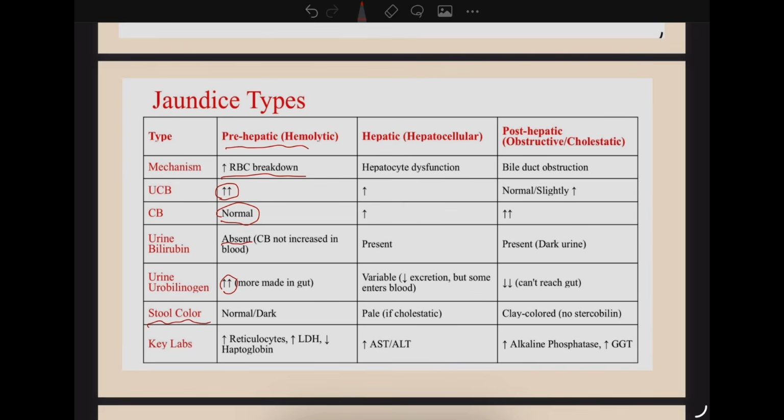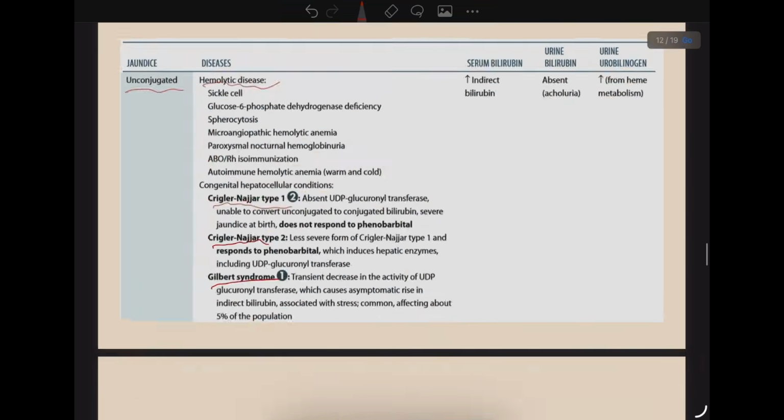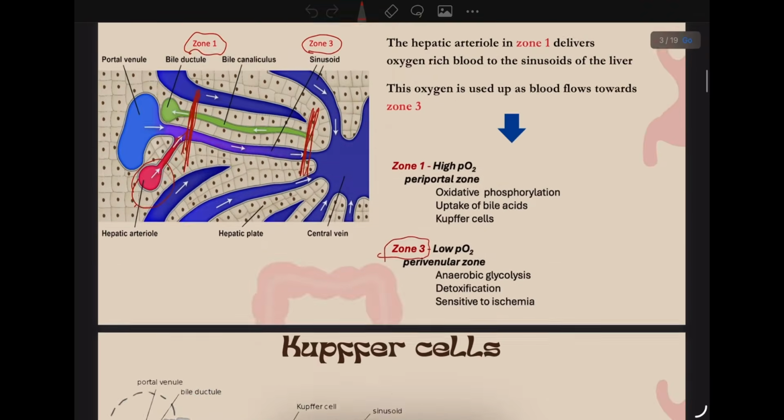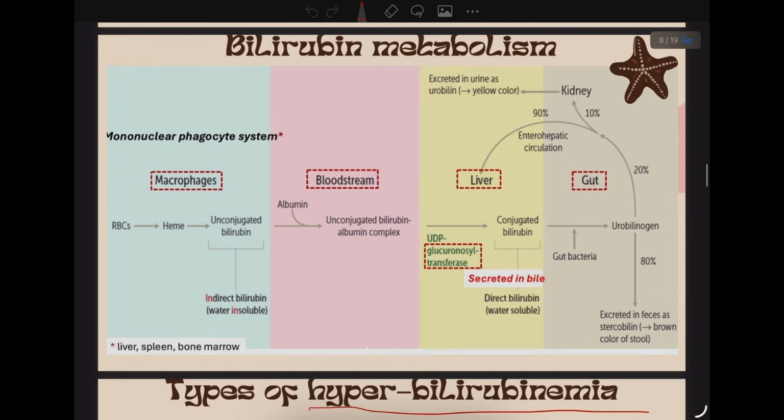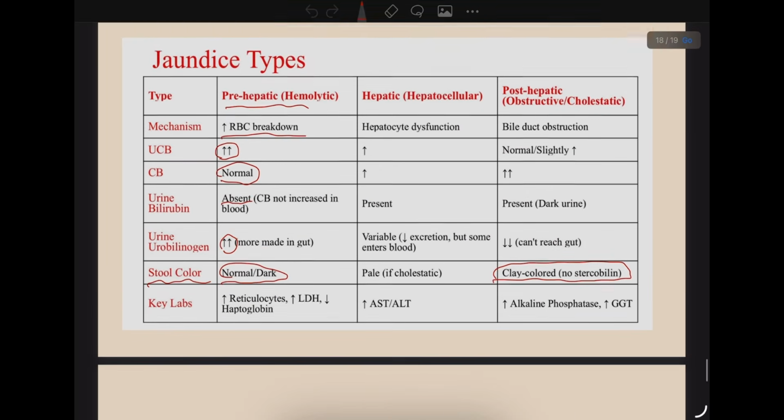And I want you just to know the stool color because we didn't talk about it. As you can see, it will be normal or dark in unconjugated bilirubin, because you will have your stercobilin happening normally. But for post-hepatic, okay, here, it will be clay colored. Why? Because you don't have the stercobilin, which gives the stool its color. How is that? Do you remember here? Where did we get the stercobilin from? Did I miss the slide? Yeah. It was here, right? And in conjugated bilirubin, you have this problem. The blockage is here. So you are not reaching the stercobilin, which will cause pale or clay colored stool.